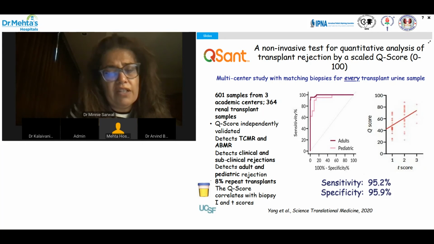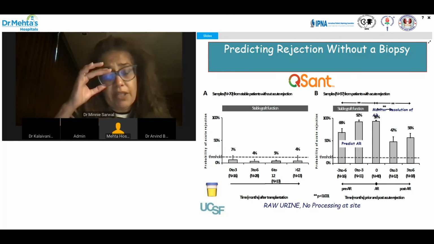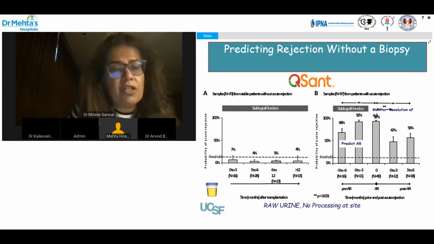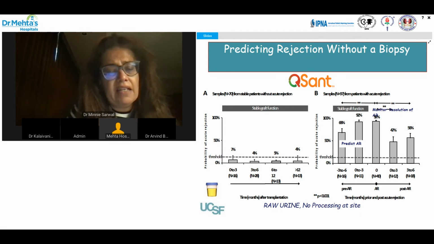And this is one of the earliest studies that actually looks at a pediatric population. So adults and children were both evaluated in this, and you can see very strong sensitivity and specificity comparing to biopsy-confirmed acute rejection. You can see that this test is actually currently being used in about 6 transplant programs and expanding rapidly. It was launched in about April 1st of this year.